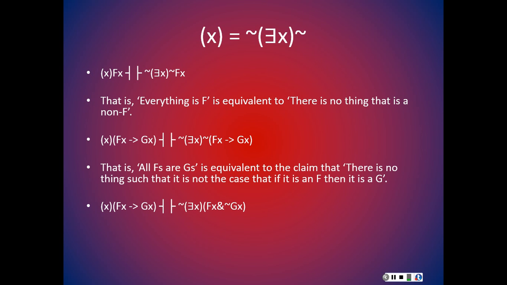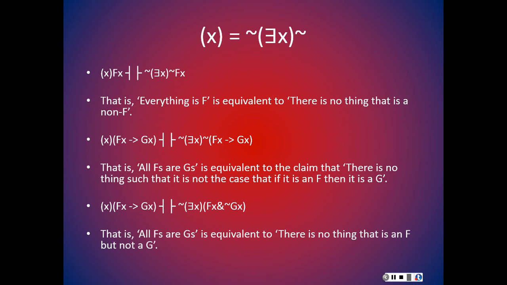I will, however, ask you to prove this bottom sequent. This bottom sequent also tells us something interesting about the relationship between the universal and existential quantifier. What this bottom sequent tells us is that all F's are G's is equivalent to the claim there is no thing that is an F but not a G. Another way to put this is that the claim that all F's are G's is equivalent to the claim that there are no counterexamples to the universal generalization all F's are G's. That is, there are no examples of things that are F's but not G's.